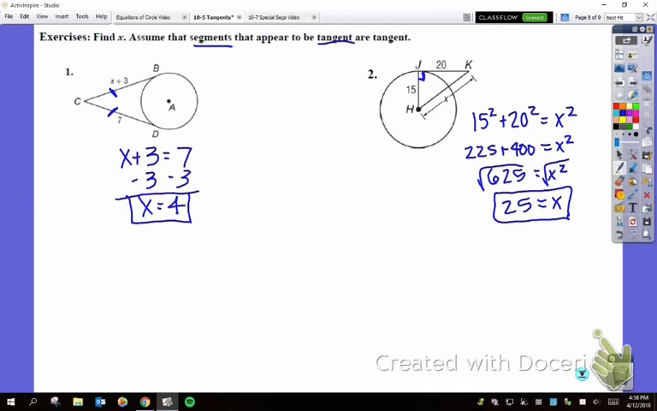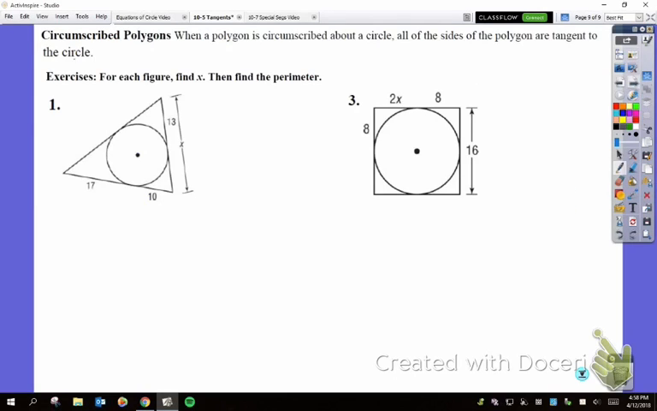Now the last thing we do need to talk about with tangents is this thing that they call circumscribed polygons. And what that means is when a polygon is circumscribed about a circle, then all of the sides of the polygon are tangent to the circle. So you can kind of think of it as we're drawing a circle inside of a polygon. Now what they're talking about is that all of the sides are tangent to the circle.